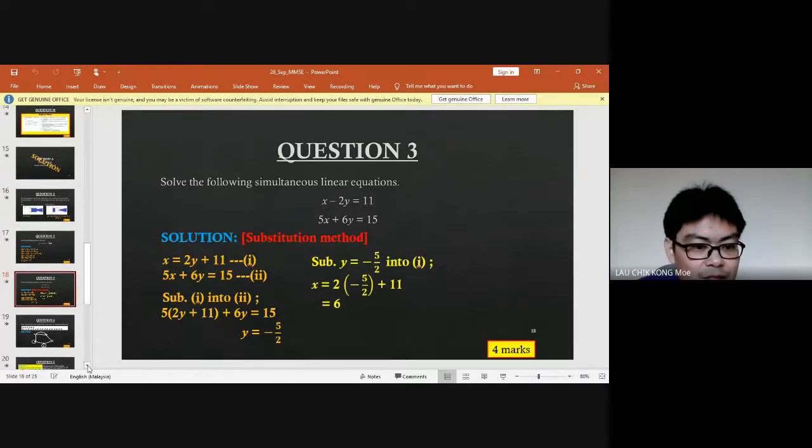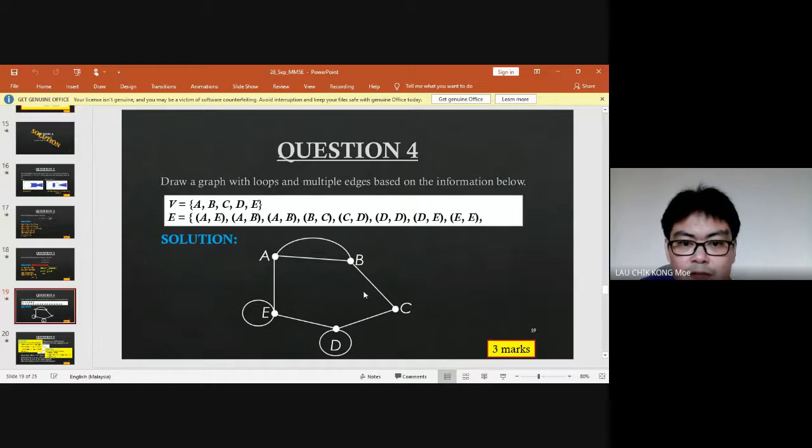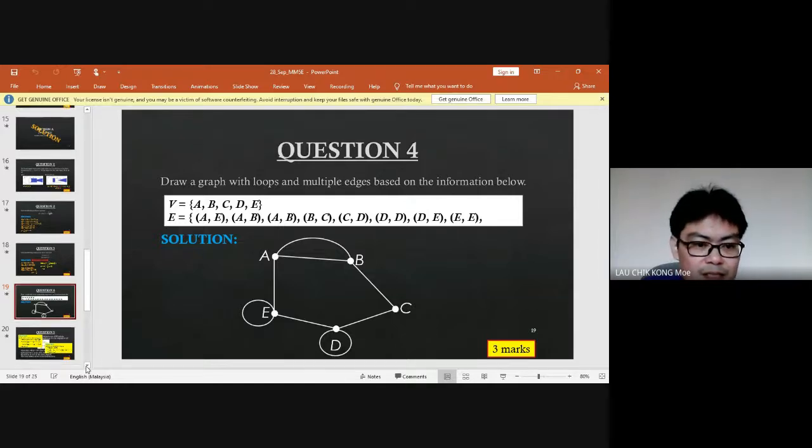And then question number 4 is about the graph with loops and multiple edges. So this is one of the types of answers. Actually your answer just now is correct, Jen. We didn't have a loop at C. So the multiple edge is A, B, and then we have 2 loops here, D and E. Okay, 3 marks.